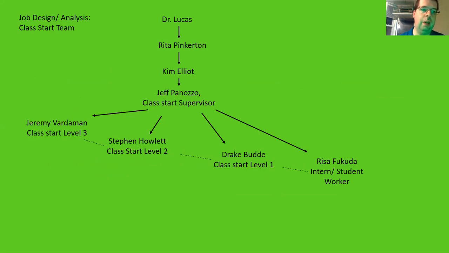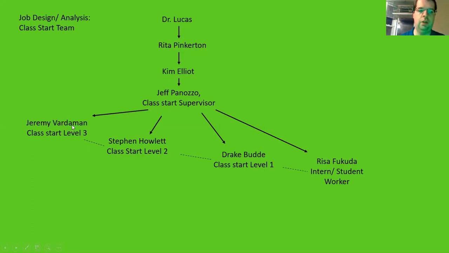So job analysis and structure. Again, at the top, we have Dr. Lucas here. Below him, Rita Pinkerton. Then Kim Elliott is the department manager directly in charge of the Class Start team. Then you have Jeff Pinazza, the Class Start supervisor, and our 4 other employees.